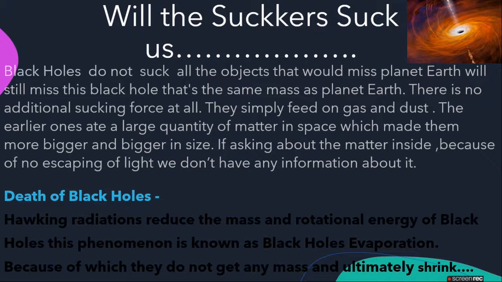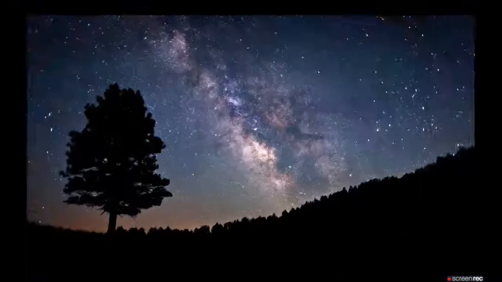Death of a black hole. Hawking radiation reduces the mass and rotational energy of black holes. This phenomenon is known as black hole evaporation, because of which they do not gain any mass and ultimately shrink.